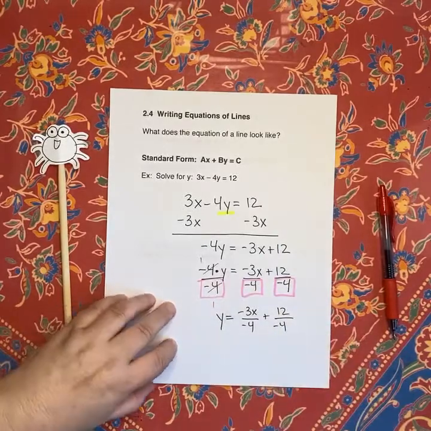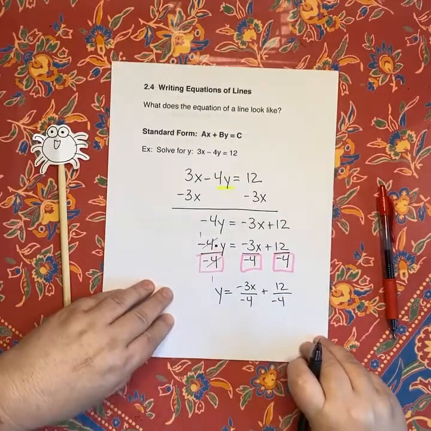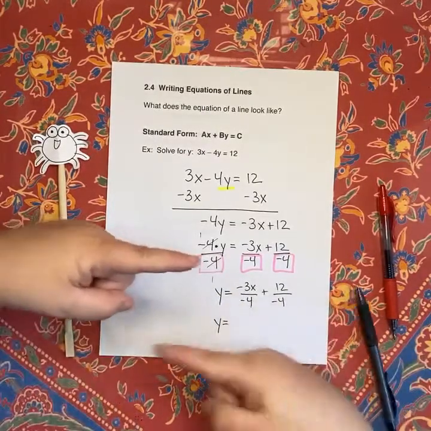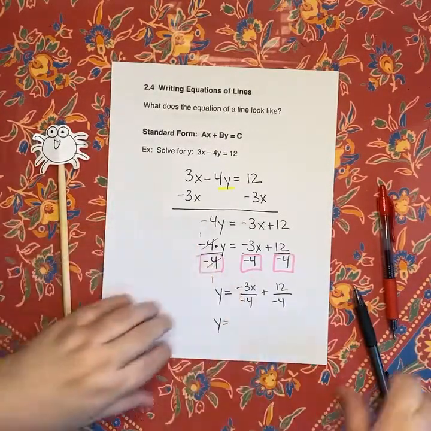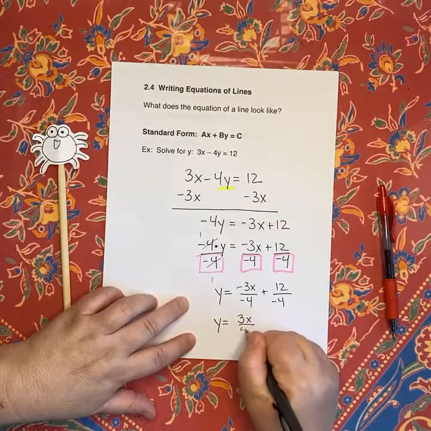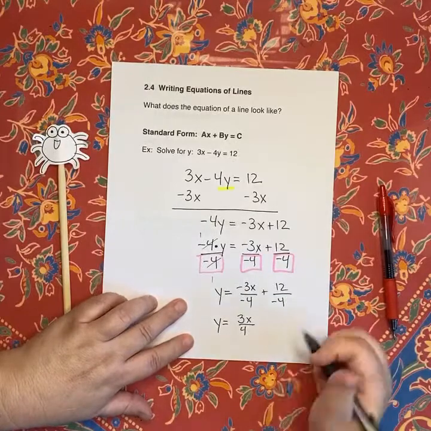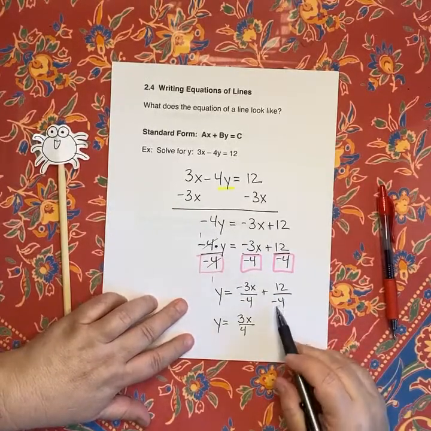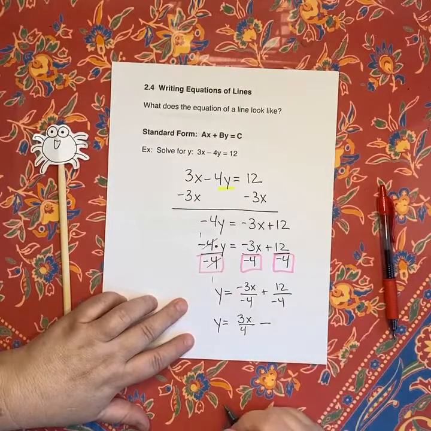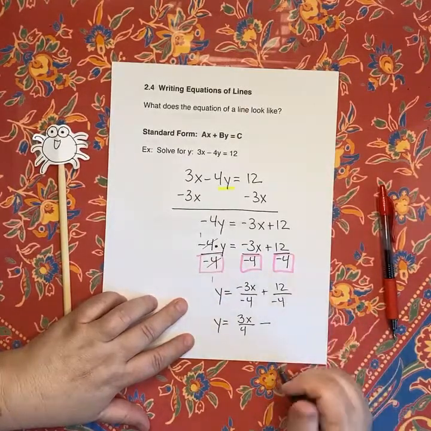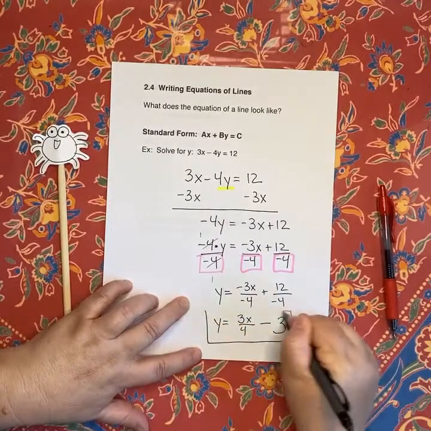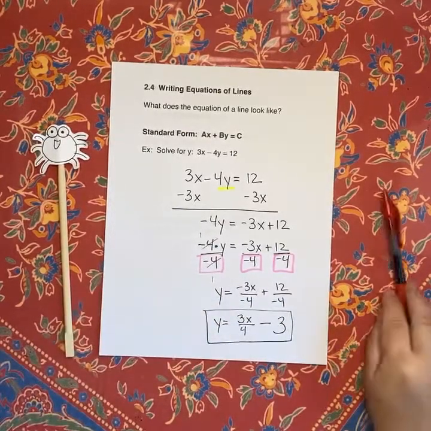So what remains is that I need to reduce a bit. Simplify. If I've got a minus on top and a minus on the bottom, it becomes a plus. So this is actually 3x over 4, or 3/4 x, depending on how you like to write it. Now, if there's one minus sign, that becomes the dominant sign. And I've got 12 over 4, which reduces to 3. So I have solved for y, and I've isolated it.